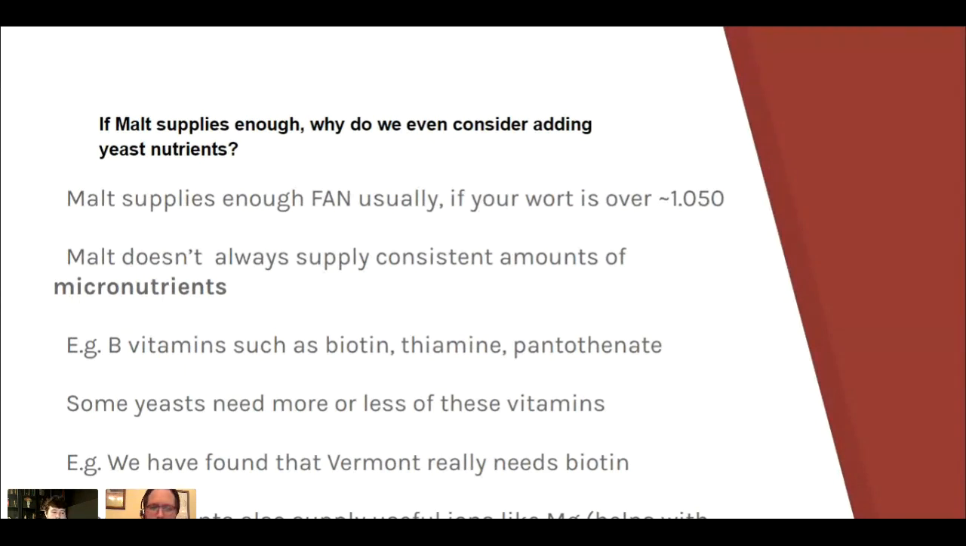Commercial yeast nutrients, like Yeastex and Fermaid K and stuff like that, typically also supply useful ions like magnesium. Magnesium helps with alcohol tolerance, so it's a really useful one to supplement yeast, especially for higher gravity brewing. And then, of course, zinc, just like we've talked about, helps with flocculation and also helps with fermentation. It's a pretty important one. So malt supplies enough of the macronutrients most of the time, but for some yeasts, in some situations, it's helpful to supply extra micronutrients that will help the yeast to ferment cleaner or ferment better.